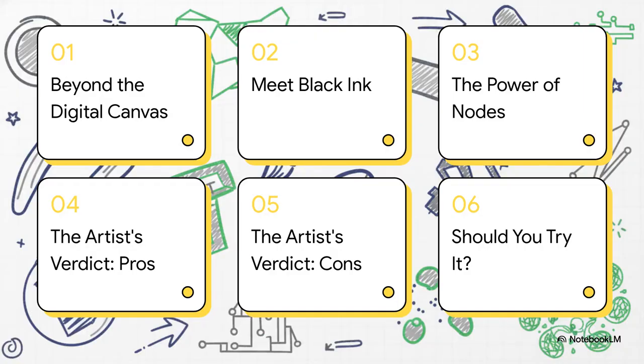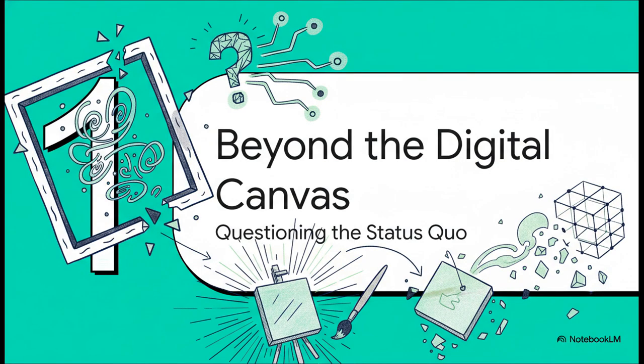All right, so here's the plan. We're going to start by talking about why we should even question our digital tools in the first place. Then, we'll officially meet Black Ink and get into its whole philosophy. After that, we'll check out its pretty unique node system, see what artists actually think, the good and the bad, and wrap it all up by answering that one big question. Should you try it? Okay, so let's get right into it and start by questioning the status quo.